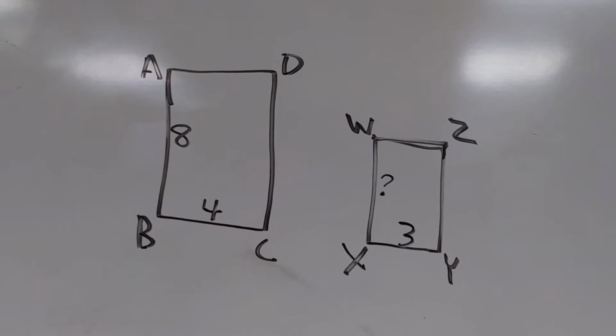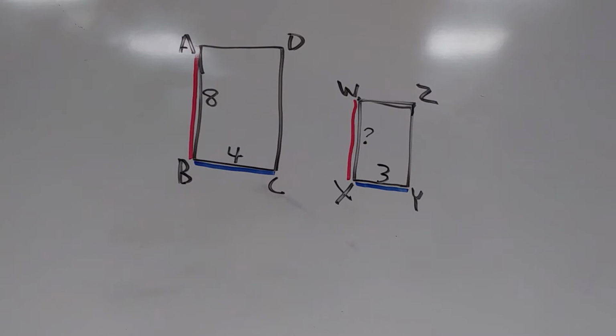Let's say you have two similar rectangles, ABCD and WXYZ. ABCD is the larger one, WXYZ is the smaller. We want to be able to find out how long side WX is, but we don't really have a way to figure that out. We do know that ABCD is similar and that side AB corresponds to WX. We can solve this with a proportion.